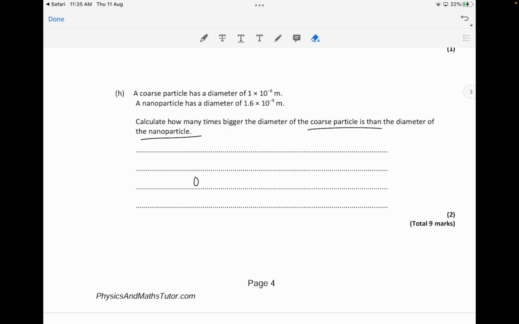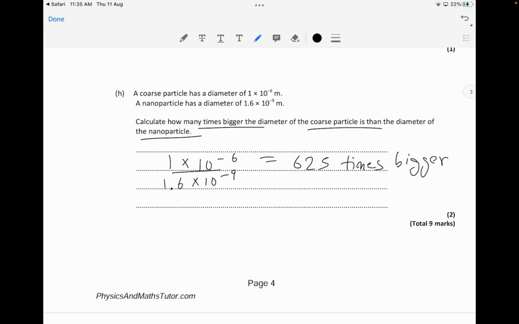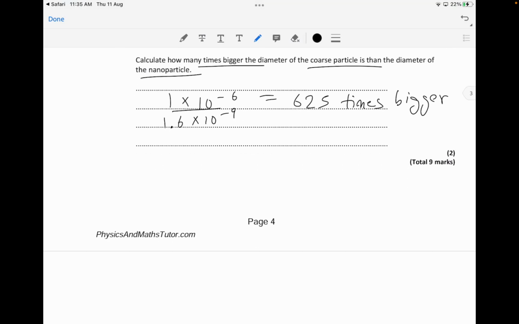Instead of dividing it and getting a decimal value, since they're asking us how many times bigger the diameter of the coarse particle is, you're going to have 1 times 10 raised to the power minus 6 divided by 1.6 times 10 raised to the power minus 9. Once you divide that, you should be getting 625 as a whole number. This is going to be 625 times bigger. This is going to be your answer for about 2 marks. Alright, let's move on to the next question.